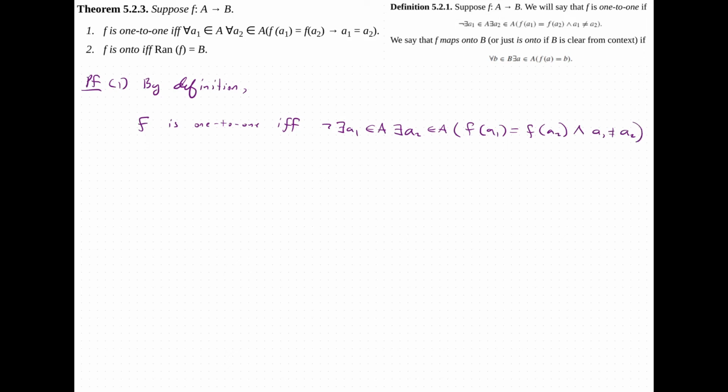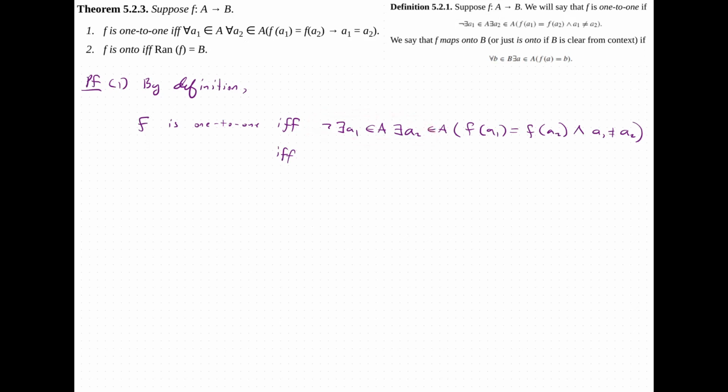So by definition, we have that F is one-to-one if and only if not there exists A1 in A, there exists A2 in A, F of A1 equals F of A2, and A1 does not equal A2. Well, this is equivalent by the quantifier laws.